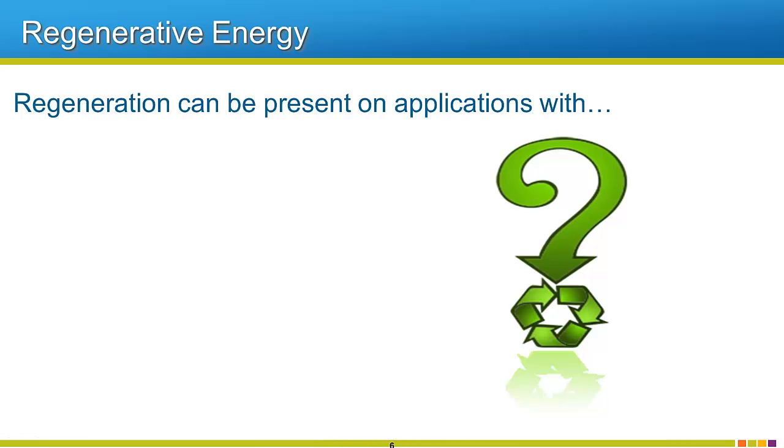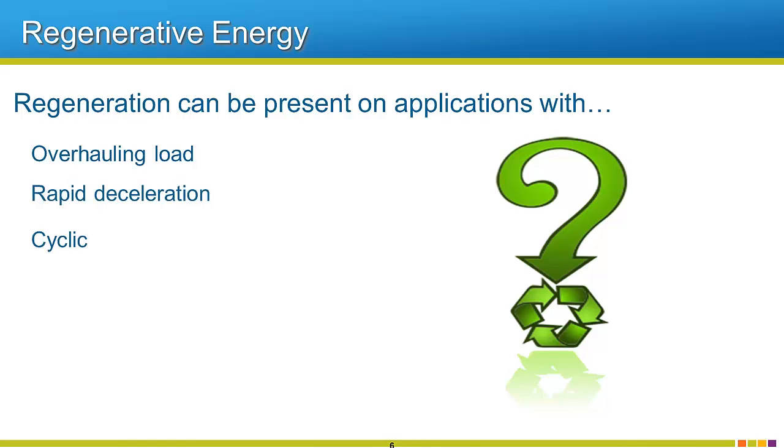A downhill conveyor that must hold back a load is just one example. There are quite a few other examples that regen may exist on. This includes, but is not limited to, applications with overhauled loads, applications with rapid deceleration, cyclic loads, and also high inertia loads. More specific applications will also be brought up later in this presentation.